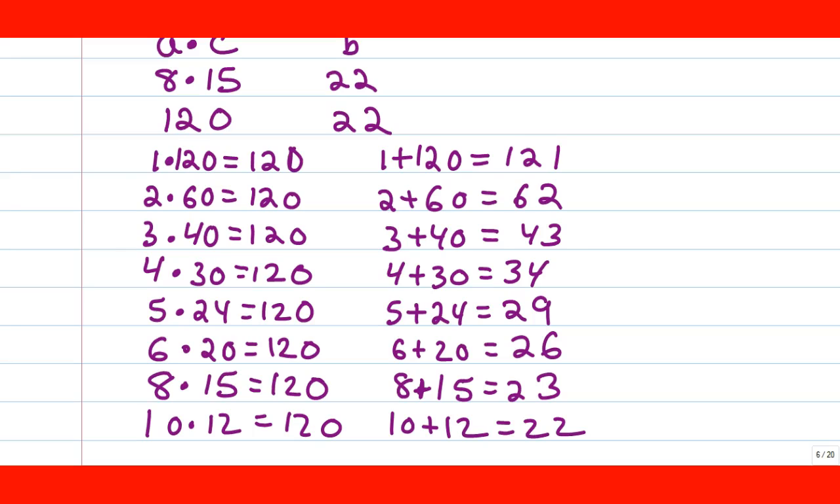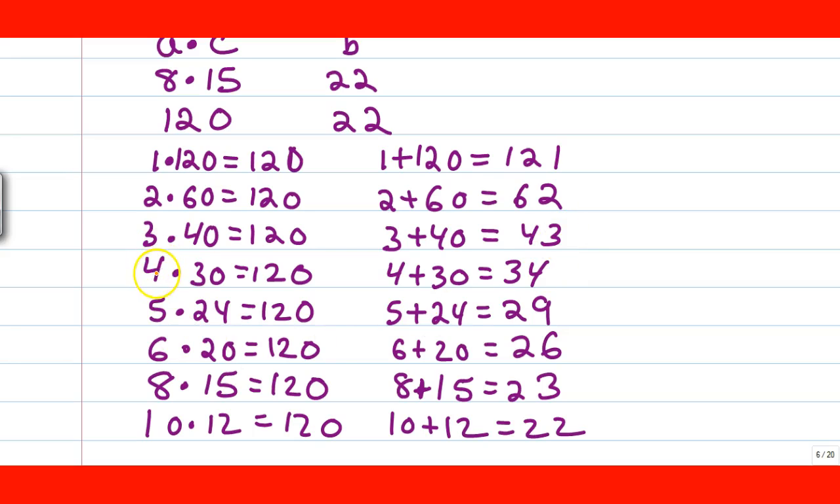So I'm going to start here with a 1. A 1 times 120 is going to equal a 120. But when I come over here to sum them, 1 plus 120 gets me a 121. Same thing with 2. 2 times 60 gets me a 120. But 2 plus 60 equals a 62. So I move on. I have a 3 times a 40 equals 120. Well, 3 plus 40 equals 43.